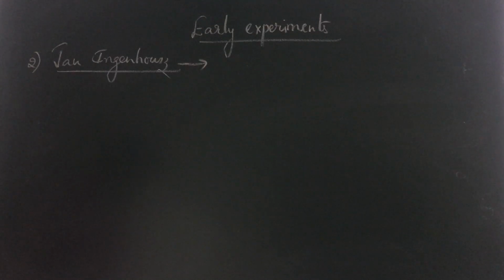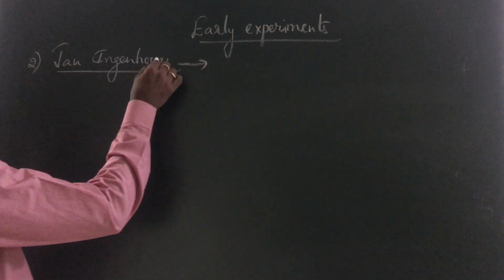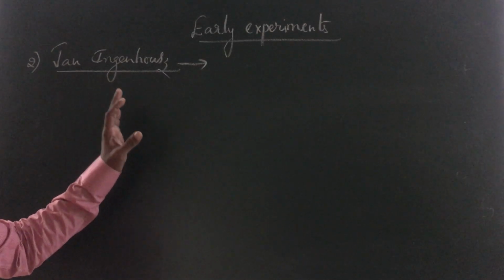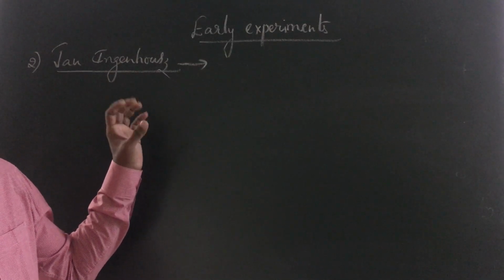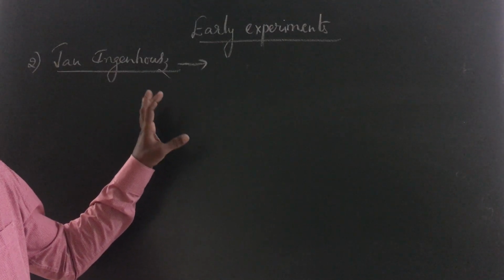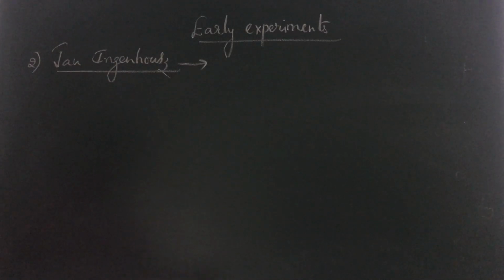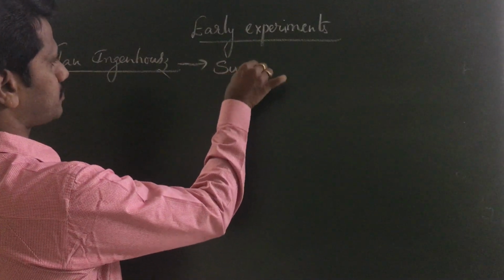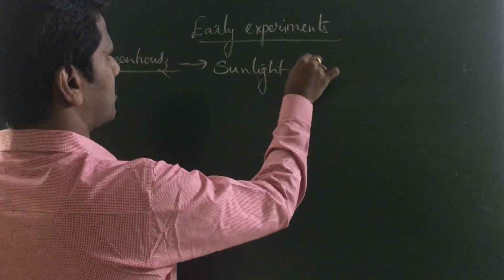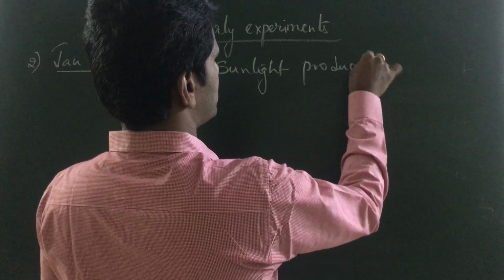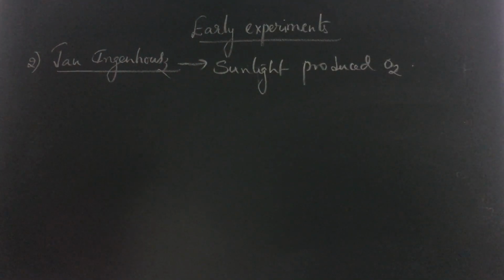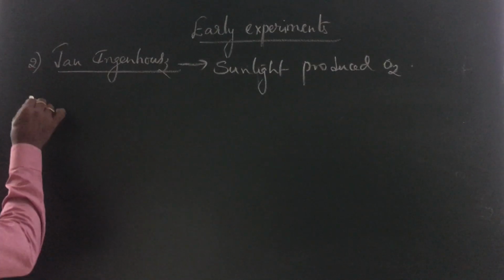So in Jan Ingenhousz's experiment, he proved that sunlight produces oxygen. So for every experiment, what are their conclusions? What does he prove? That sunlight produced oxygen.